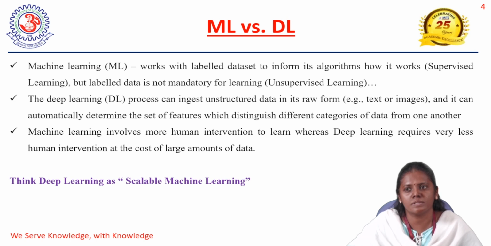So ML has its own benefits. Similarly, DL has its own benefits. When it comes to DL, human intervention is less, but at the cost of having a large amount of data, or you can say an enormous amount of data. So deep learning is not different from machine learning. Deep learning can be thought of as scalable machine learning, which means that you are going to increase the level of understanding by the machines by using different kinds of deep learning frameworks.